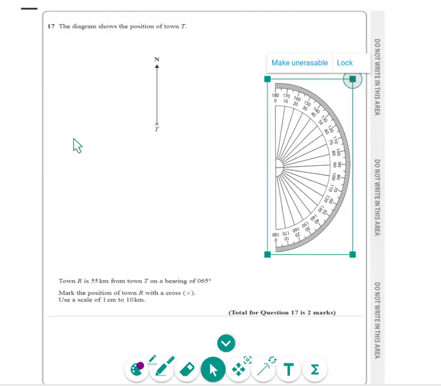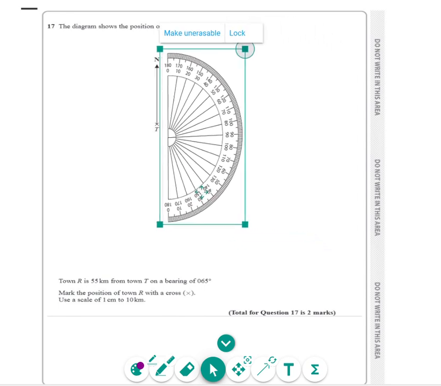Question 17. The diagram shows the position of town E. We've got a north arrow here and a little cross of town T. Town R is 55 kilometres from town T on a bearing of 65 degrees. Mark the position of town R with a cross. Use a scale of 1 centimetre to 10 kilometres. So 2 marks here. There's 2 things that we need to do. Firstly, we need to draw an angle of 65 degrees, and then we need to think about how long it's going to be.